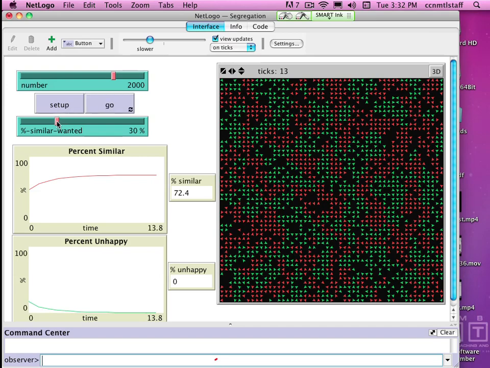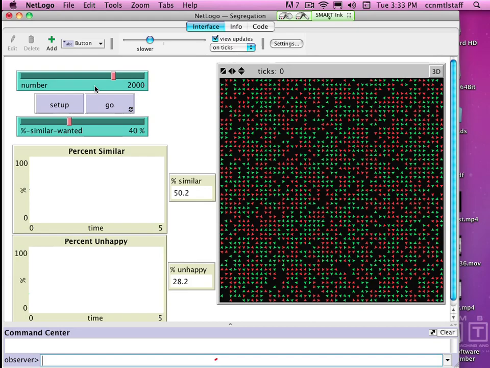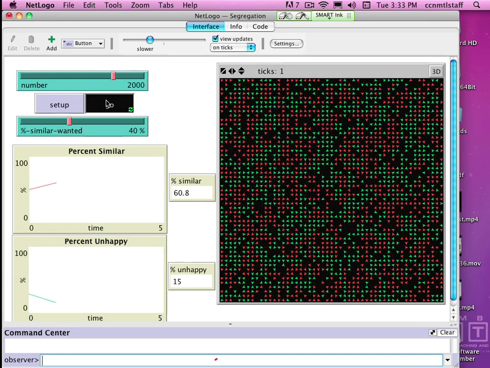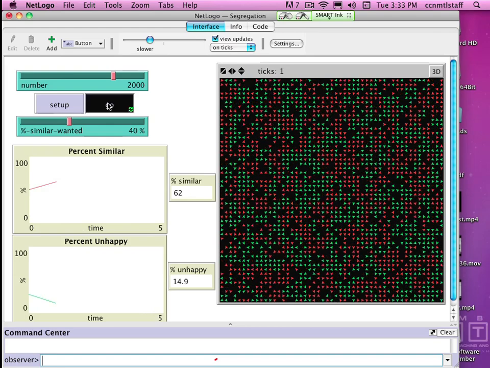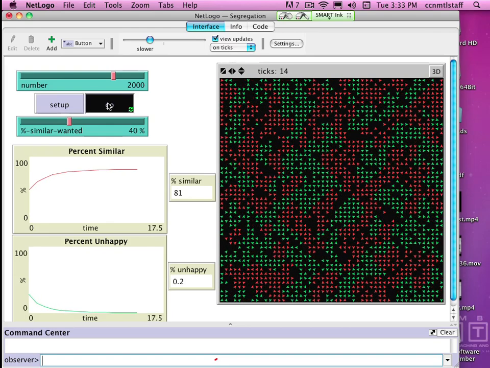Okay, so let's move up the percent similar wanted. We're going to move it up to 40%. So this is increasing the amount of similarity people are interested in, but not too much. Set it up. Run it. Okay, now we're up to 79% similar. Let's do it again. It's looking kind of similar to the 30% similar wanted, but we're getting an even higher degree of similarity, 81%, when people really just want 40.